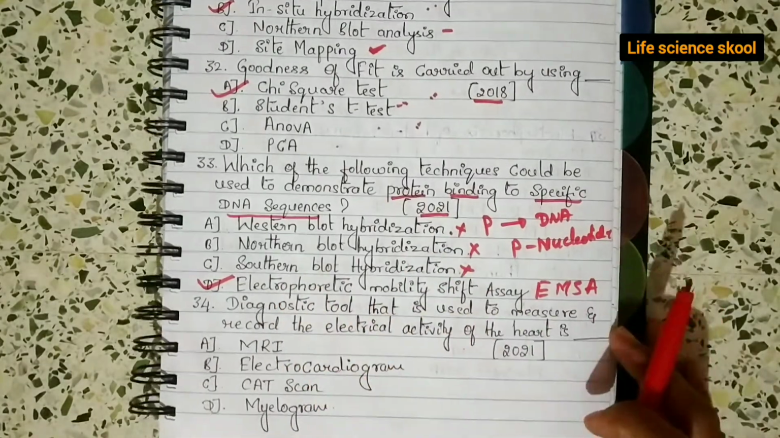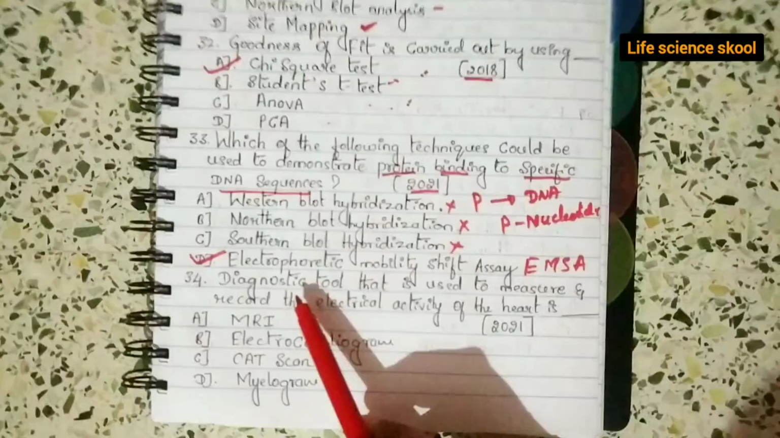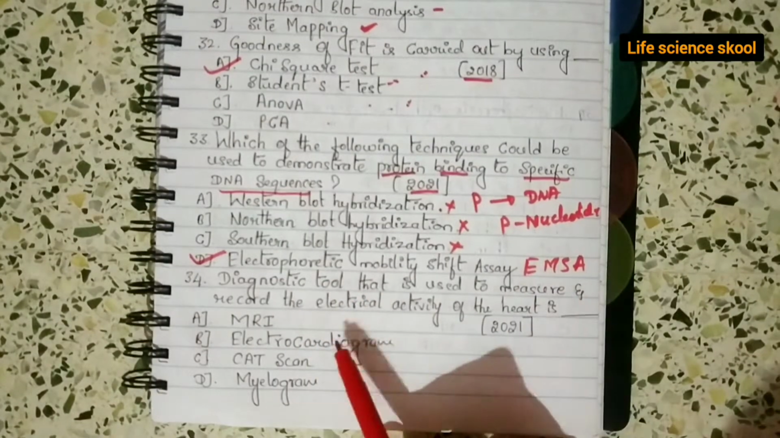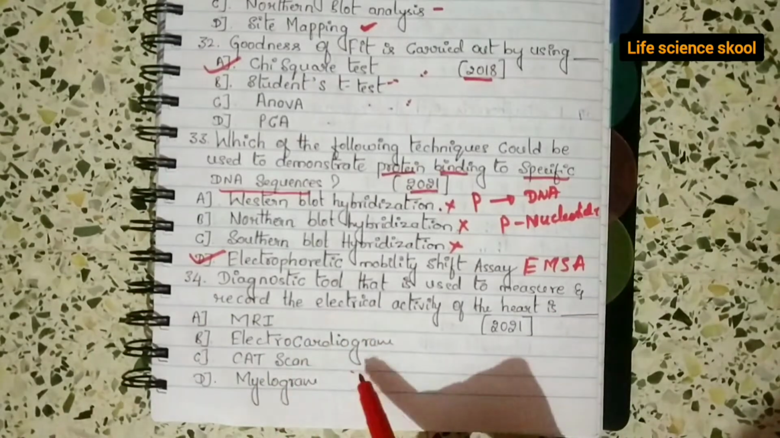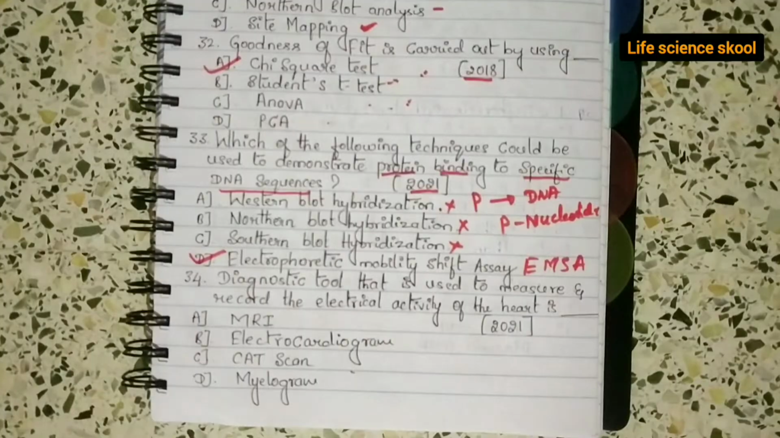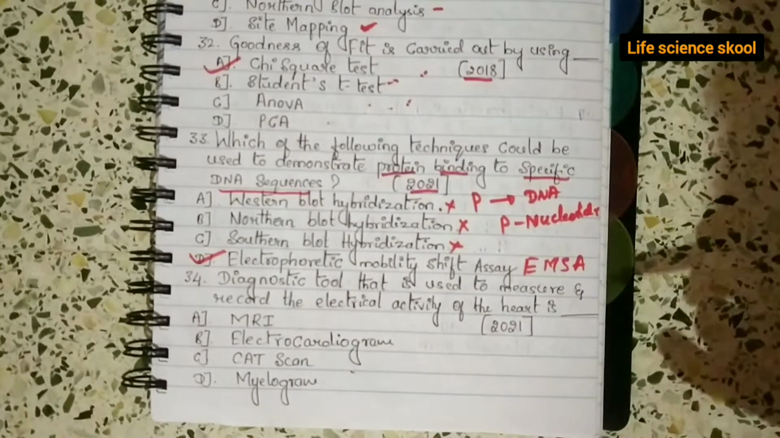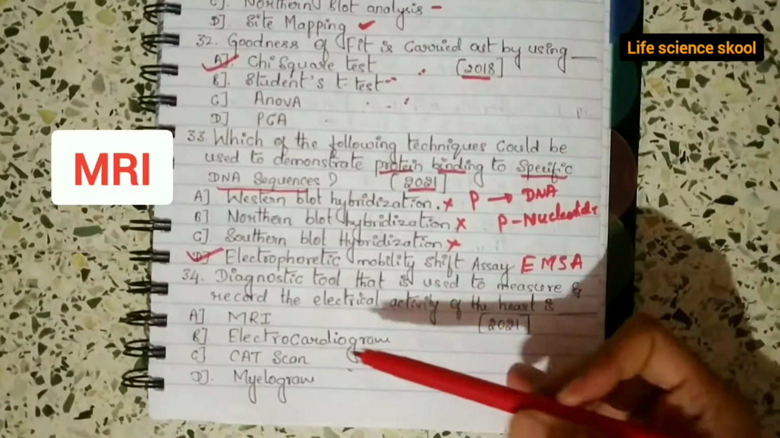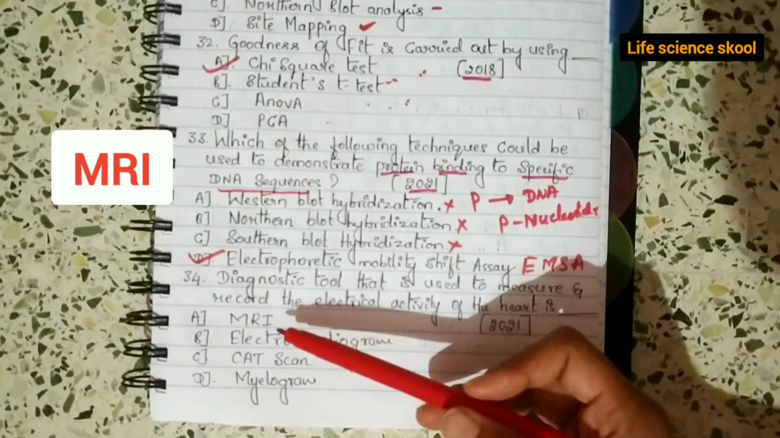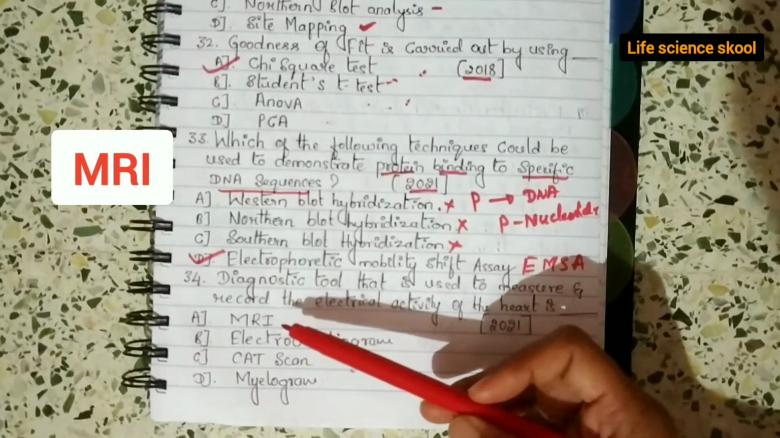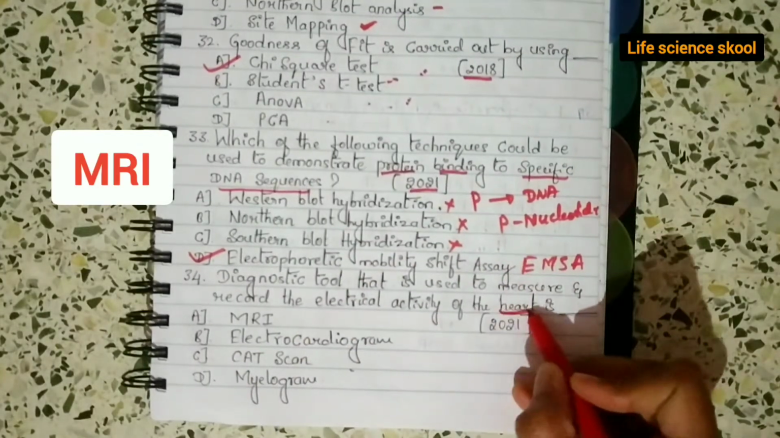Now let us move on to the next question, the 34th question. The question is: the diagnostic tool that is used to measure and record the electrical activity of the heart. Option A, MRI; option B, electrocardiogram; option C, CAT scan; option D, myelogram. Option A, MRI, is magnetic resonance imaging, which is used to identify the organs and structures inside our body, like the brain and spinal cord. It is nothing related to the heart, and they are asking about the heart.